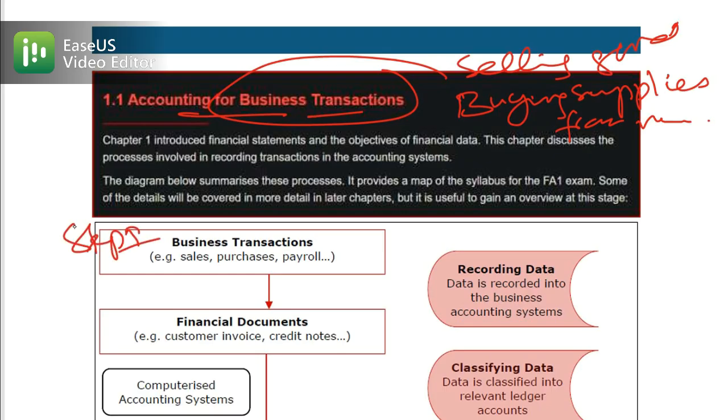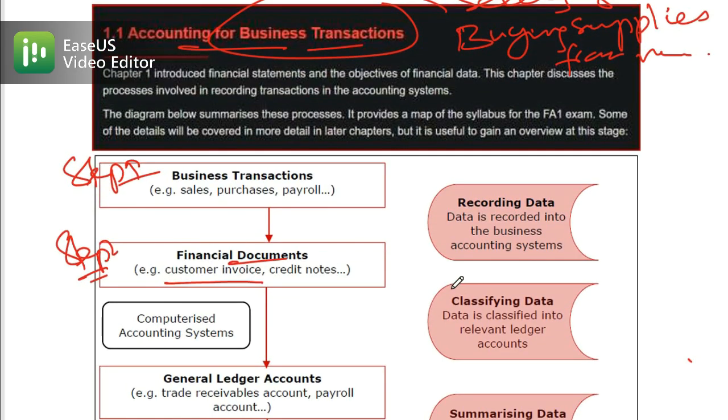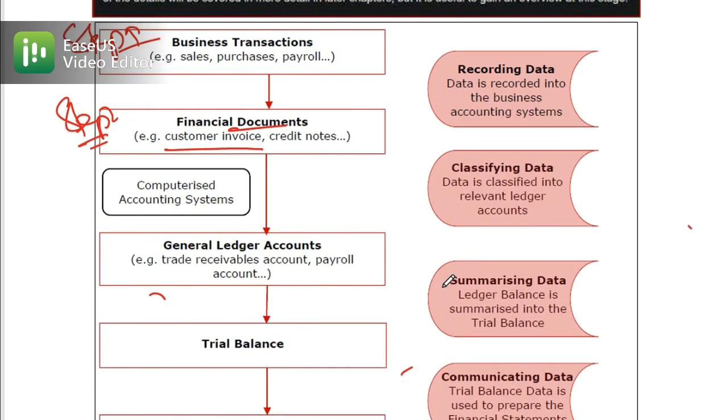Step number two is about financial documents, which means that these are the written proofs of transactions. For example, a customer invoice, which shows how much a customer owes. You may have a credit note, which is used when goods are returned or a discount is given. You will have a bank statement which shows money is received or paid. So these are the documents which are used to record transactions into the system, right?